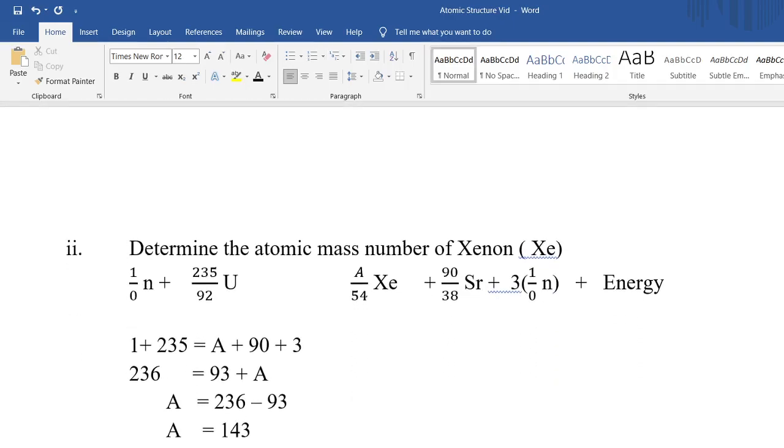Next one, determine the atomic number of Xe. Now, the atomic number has to deal with the numbers at the top. All the numbers at the top should be equal when you look at both sides. So you can have 1 plus 235 is equal to A, which is the unknown, plus 90 plus 3. So 236 plus 93 is equal to A. A is equal to 143. So now that would have been your mass number of Xe. Simple enough.